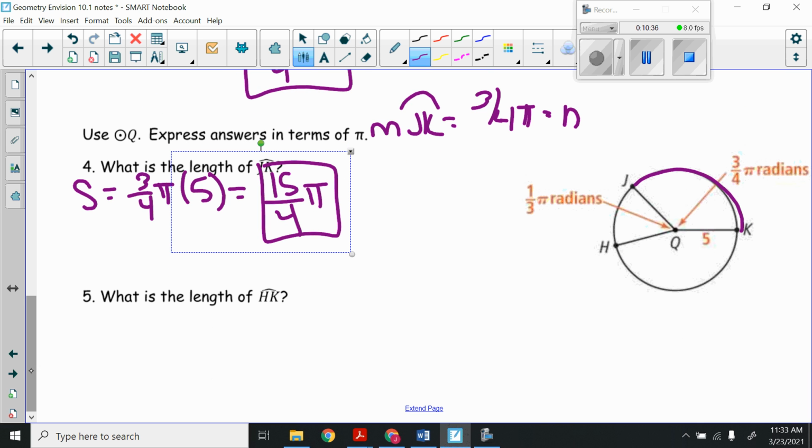Number 5, what is the length of HK? So for HK, first I need to find that arc measure.